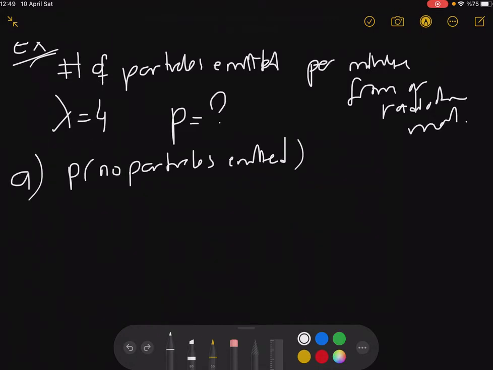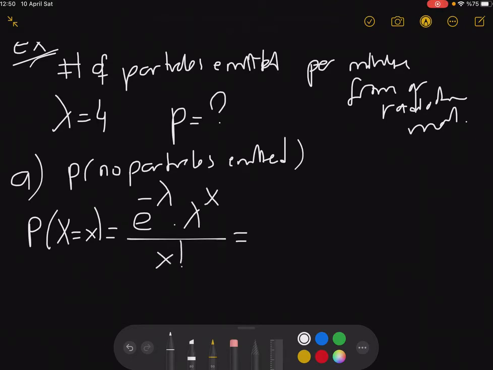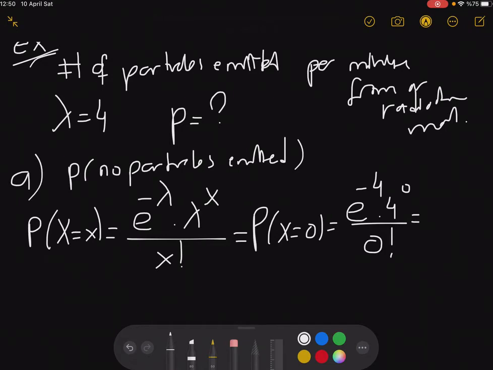Since its expected value is 4, you can easily estimate that before solving it. It would be a low probability, right? Let's see. But anyway, let's calculate. It should be e to the power minus lambda times lambda to the power x over x factorial. This is the formula for Poisson. You need to memorize it, I think. I cannot suggest anything else. The probability of x equals 0 would be e to the power minus 4 times 4 to the power 0 over 0 factorial, which would be this one. So it's approximately 1.8% probability that no particles would be emitted in a particular minute.